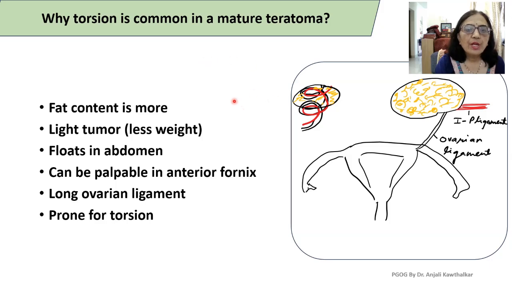Why is torsion common in mature teratoma? It has more of a fat content. That is why the weight is less. It is floating freely in the peritoneal cavity. Sometimes it is palpable in the anterior fornix also.